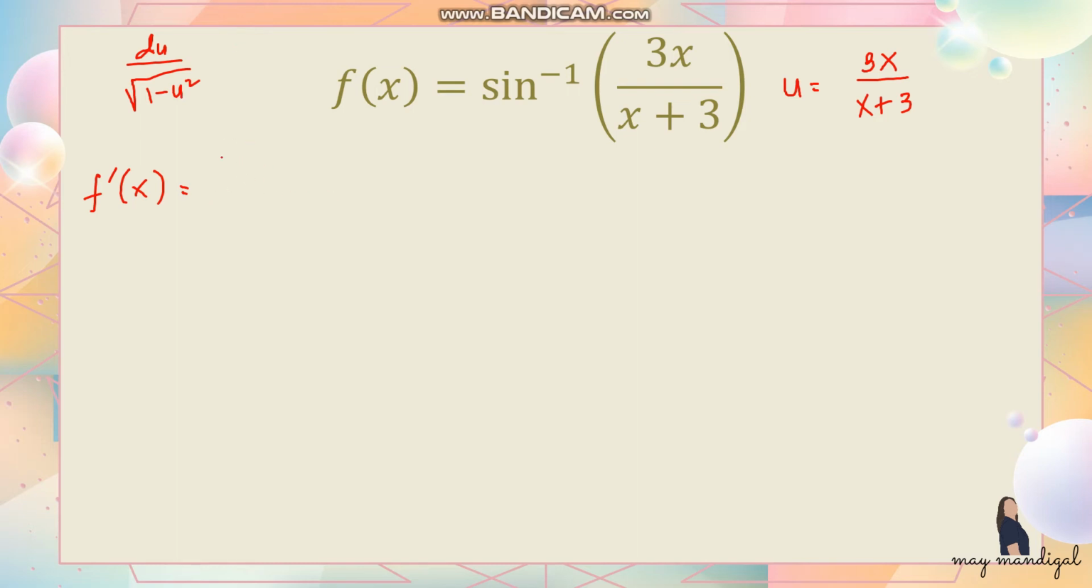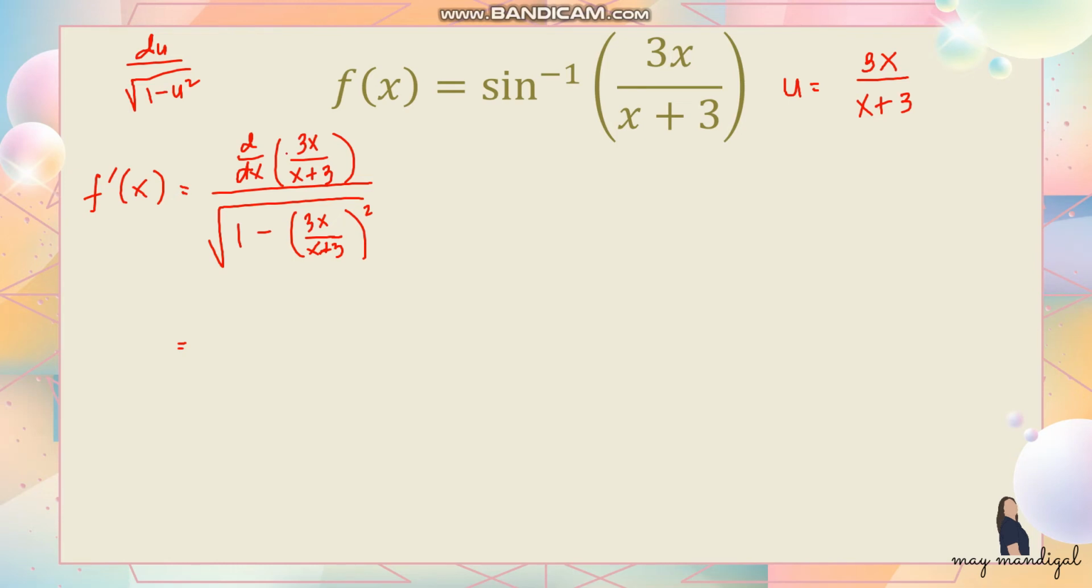So first, get the derivative of u. So we will place that in our numerator. And then, all over the square root of 1 minus the u squared. Okay? Next. Now, we have to get the derivative of our numerator, or the u. And as you can see, u is 3x over x plus 3.